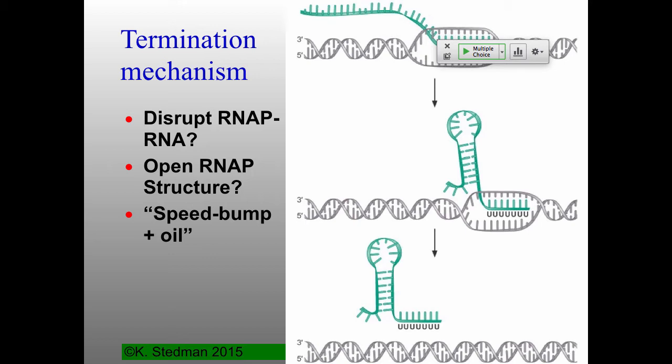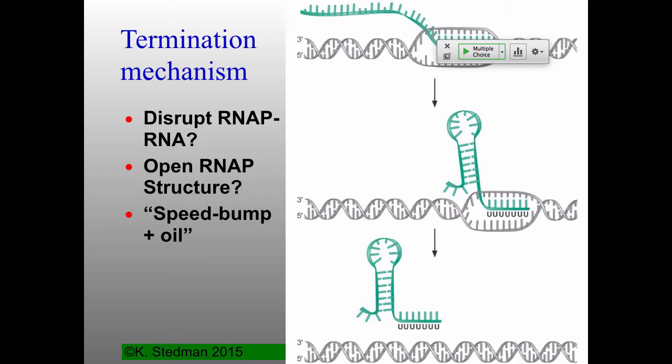And there are two ways that this can happen. One is a protein-dependent process that depends on having a specific protein bind to the polymerase and the RNA and pull that RNA out of this elongating complex. But there are also protein-independent methods, and this is the easiest one to understand. Actually, one of my students a couple of years ago called this "speed bump and oil."